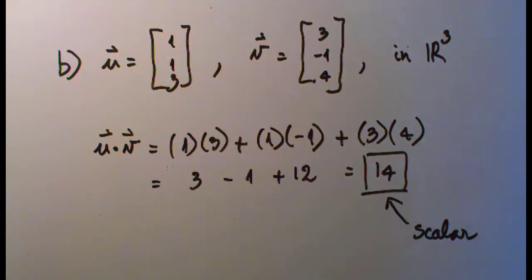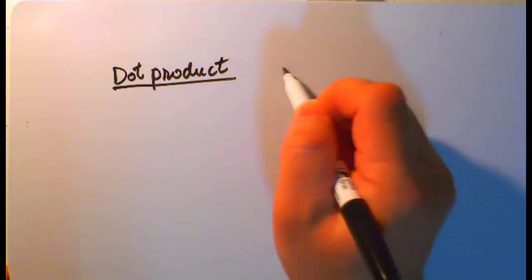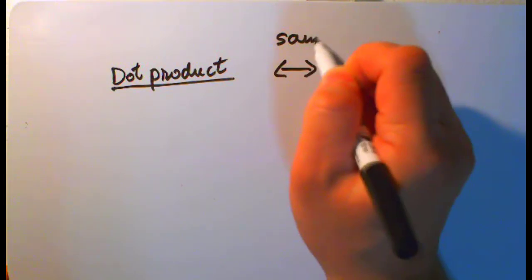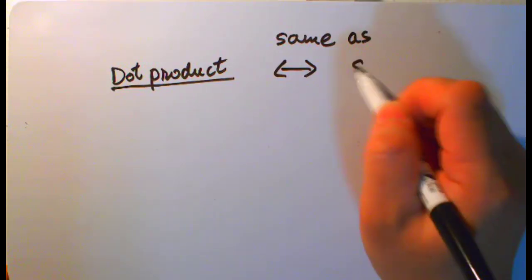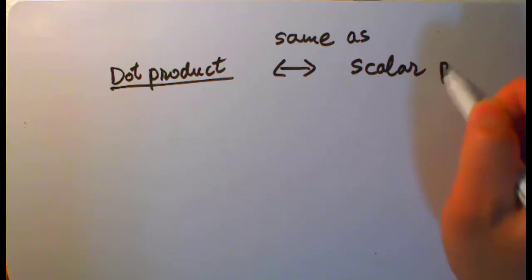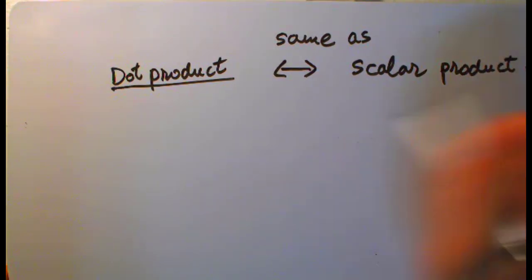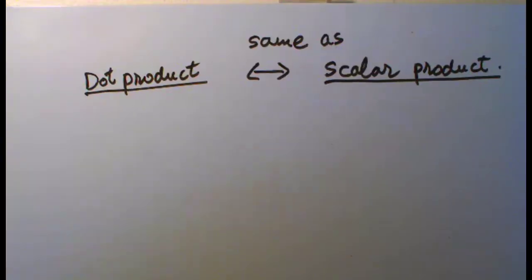So after looking at the result from the two parts of that first example, you can see that this is the reason why dot product is sometimes the same as a scalar product. Sometimes people refer to the dot product as a scalar product of two vectors.